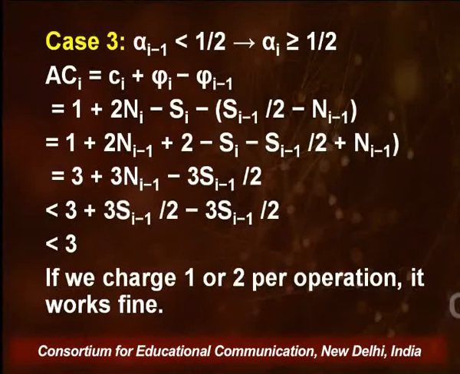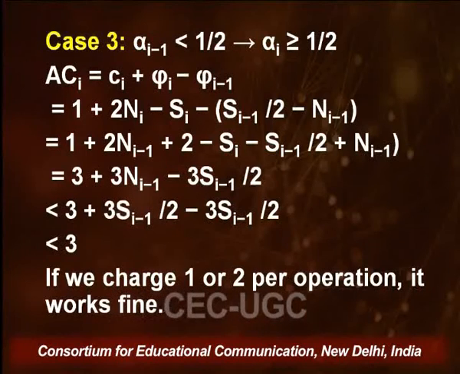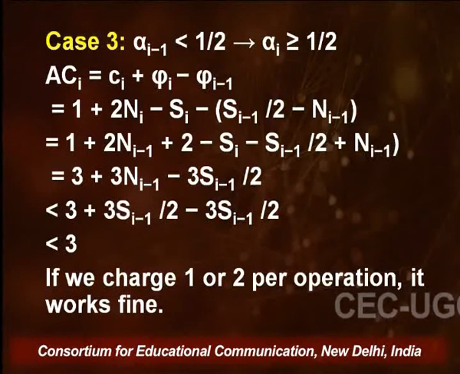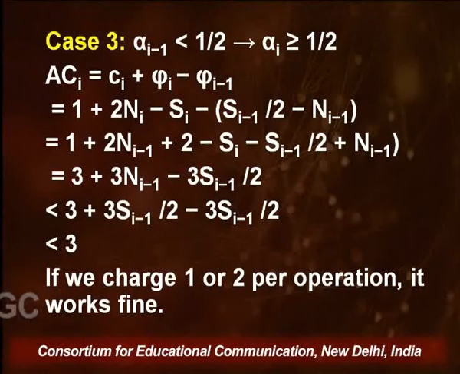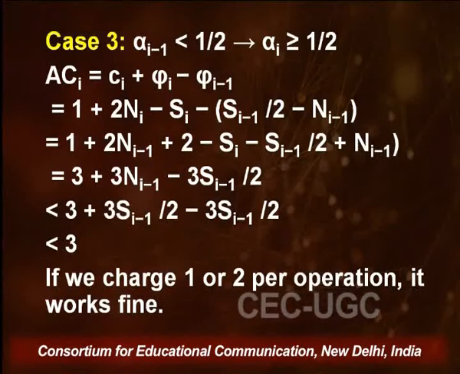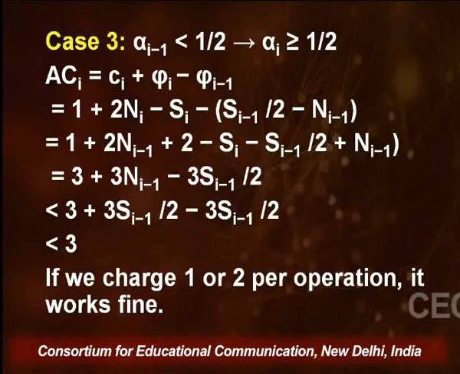Now why am I insisting on this change of category? Because when my alpha is less than 1 by 2, I am having a different calculation of potential function, which is s by 2 minus n. But for alpha greater than or equal to 1 by 2, I am having twice n minus s, while for alpha less than 1 by 2 I am having s by 2 minus n. So this is the condition, that is why I am insisting upon this change.